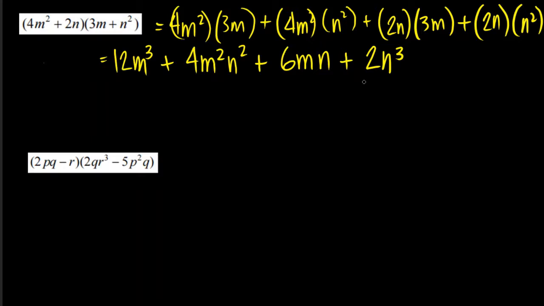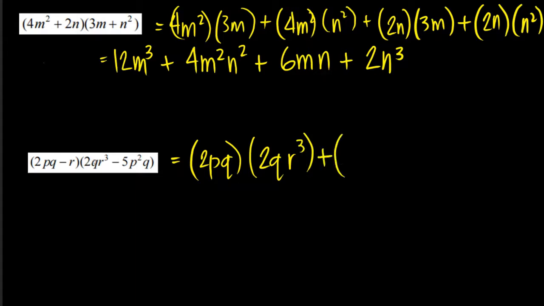Okay. Now, let's try to solve 2pq minus r. So we have a binomial, times 2qr cubed minus 5p squared cubed, which is also a binomial. So, our first terms, 2pq times 2qr cubed. Okay. Plus lang ang gamiton ko, ha? So, outer terms, we have 2pq, and then follow their sign, so negative. Negative 5p squared cubed. So, that's it.